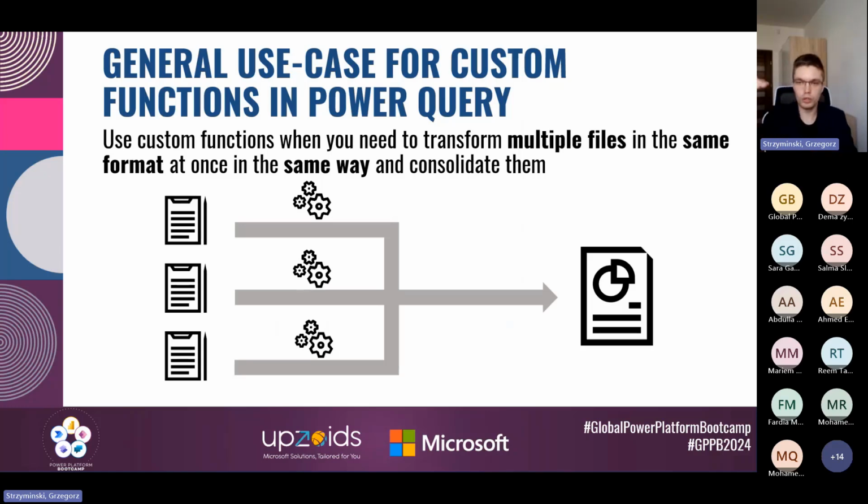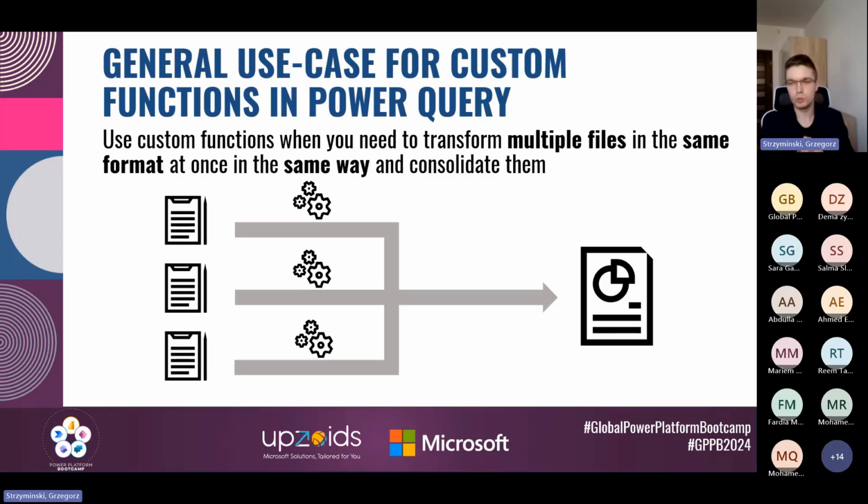So just go in a loop over a number of inputs that can be either CSV files in your SharePoint folder or some embedded JSON tables in an API. Then you want to apply the same transformation to all of them and consolidate them, so put them in one table, one Power Query table, ultimately in Power BI.